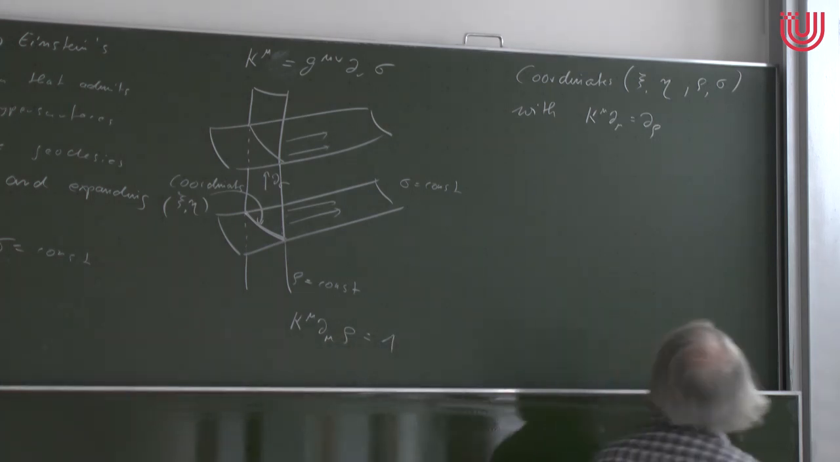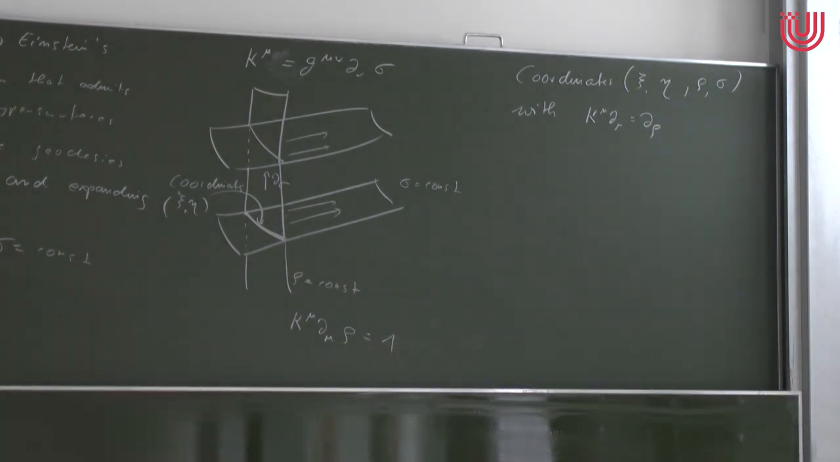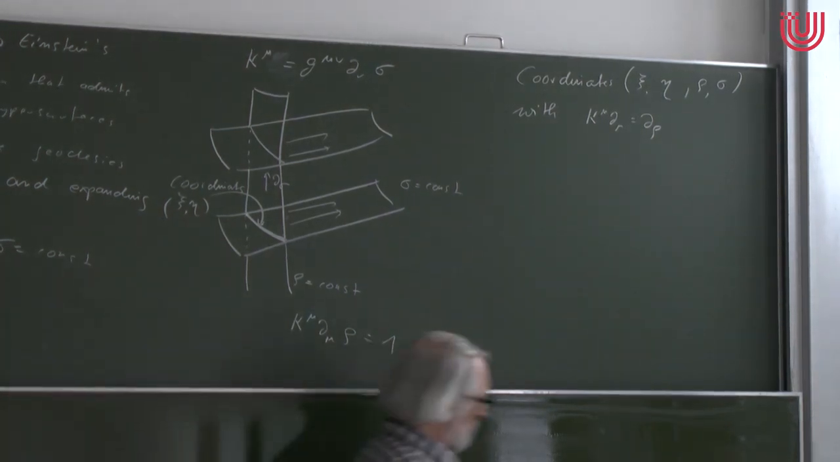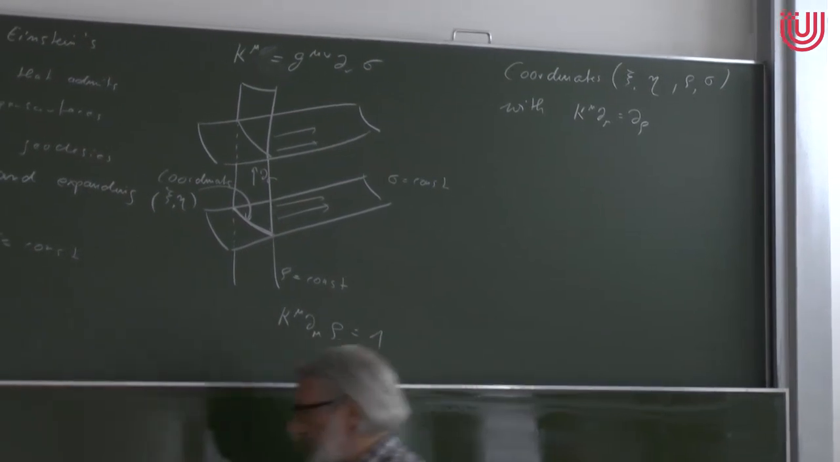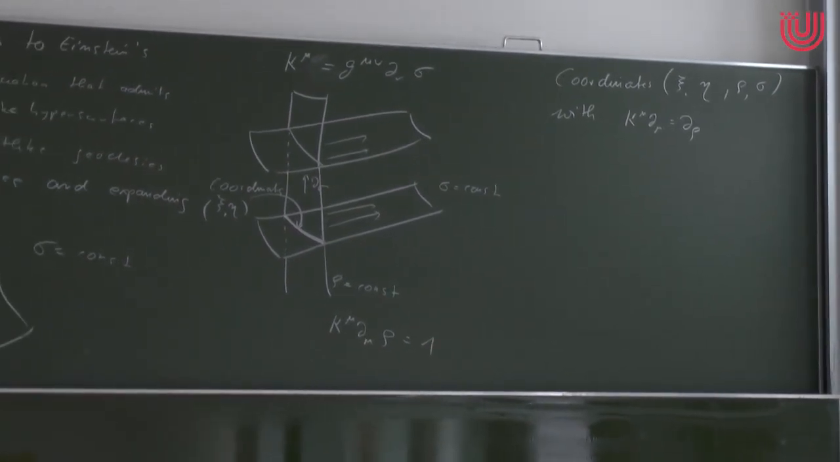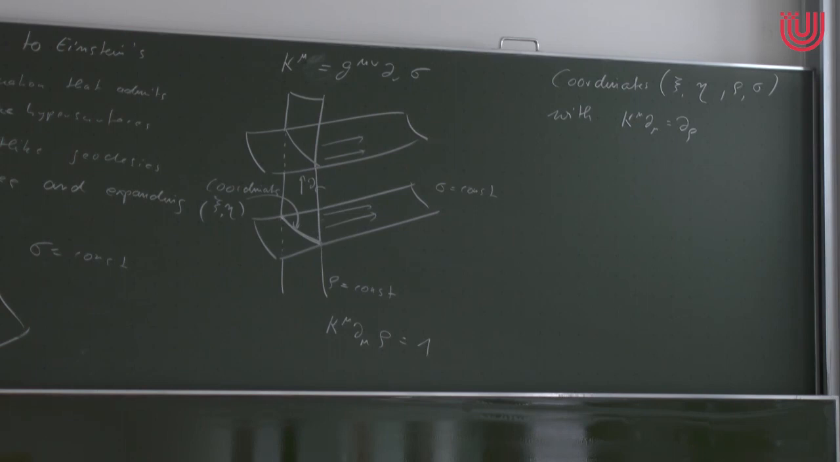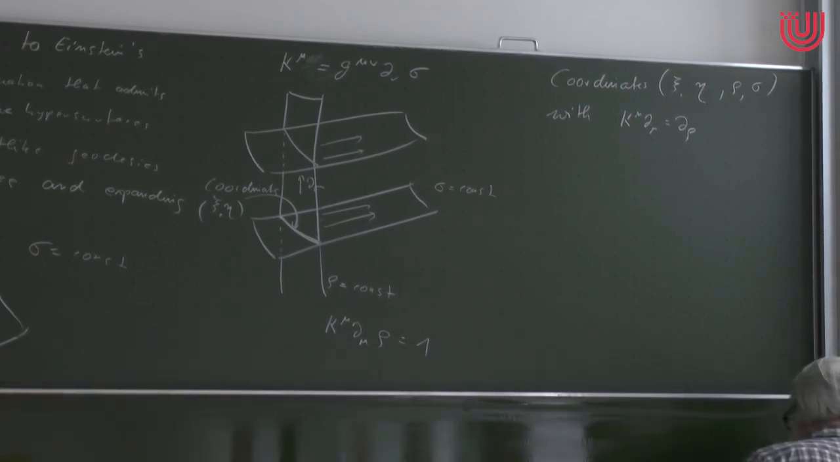So maybe I draw another picture where I indicate all four, or, well, I cannot indicate all four coordinate basis vector fields, but at least three of them I can indicate in one picture.